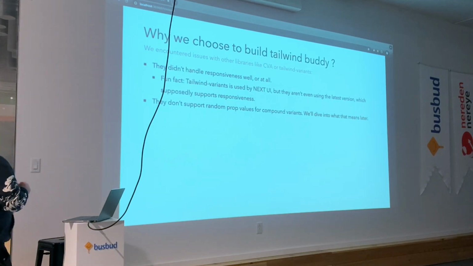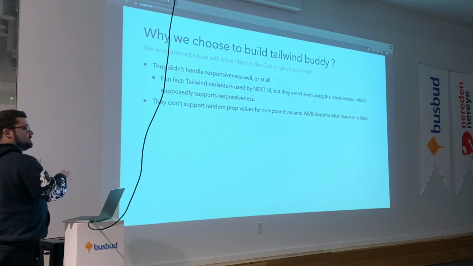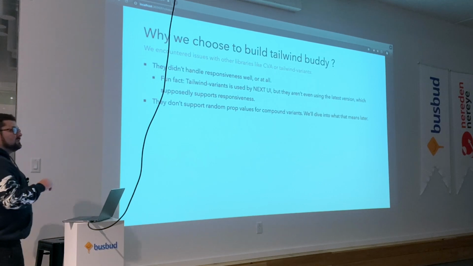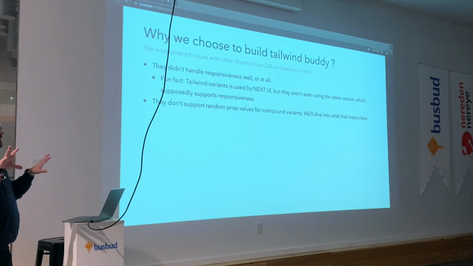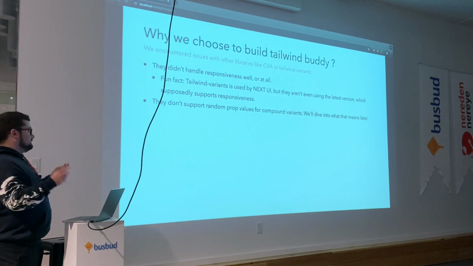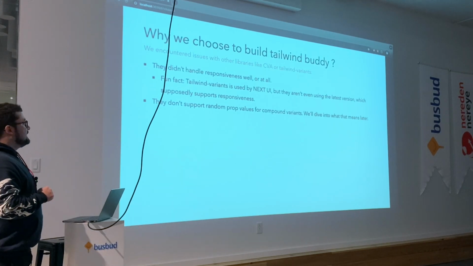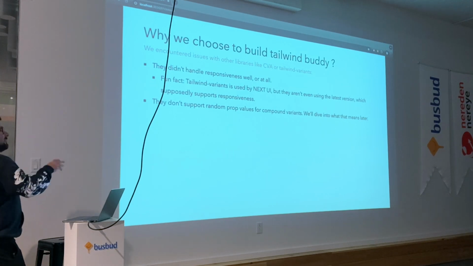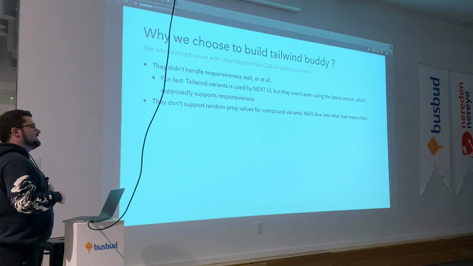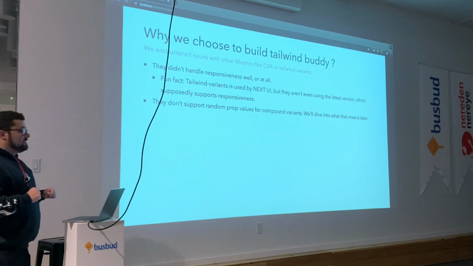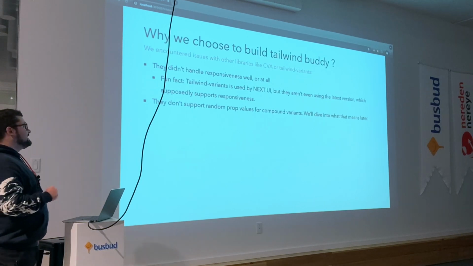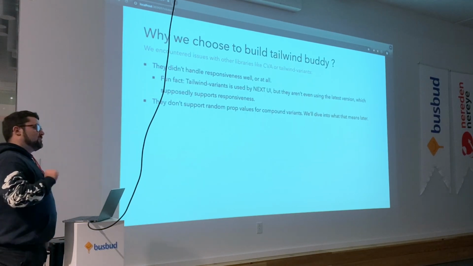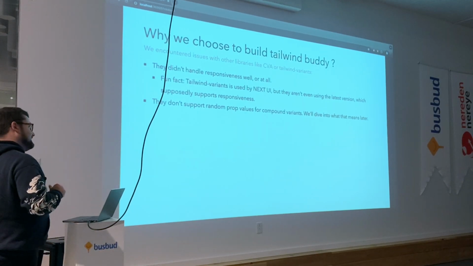But the problem is they didn't handle the responsiveness we wanted. As I told you, we wanted to have the classes already shown when we render from the server, and Tailwind Variants doesn't support that. They also don't support random props with compound variants, but I'm going to show you that later, so don't pay too much attention. And the fun fact is Tailwind Variants is supposedly supporting responsiveness, but it's not working.